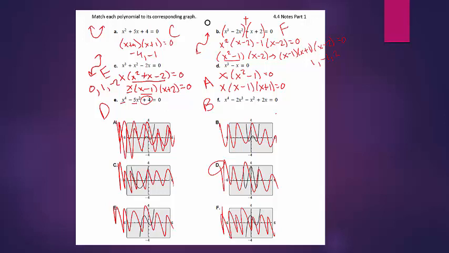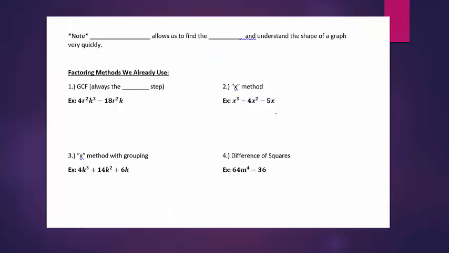So the whole purpose to these notes is to get us using different ways to factor so that we can really break down a polynomial and know how its graph behaves. So I just kind of have that rule reiterated. Factoring allows us to find zeros, aka x-intercepts, and then we can understand the shape of our graph very quickly.